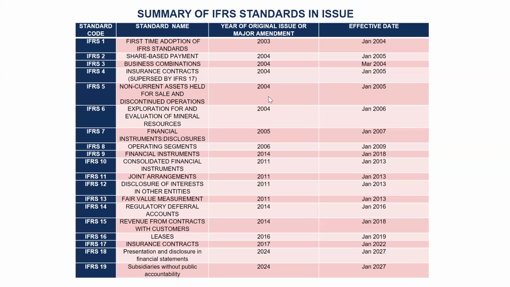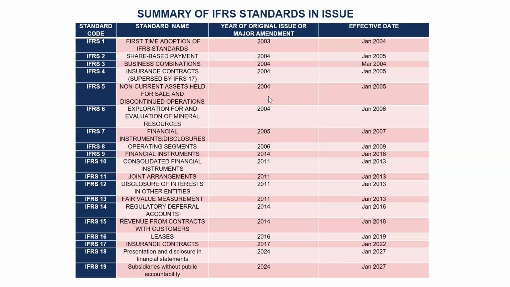IFRS 3 deals with business combinations, and this is the standard that gives guidance on when businesses merge or another entity acquires another. And it was issued in 2004 with an effective date of March 2004.